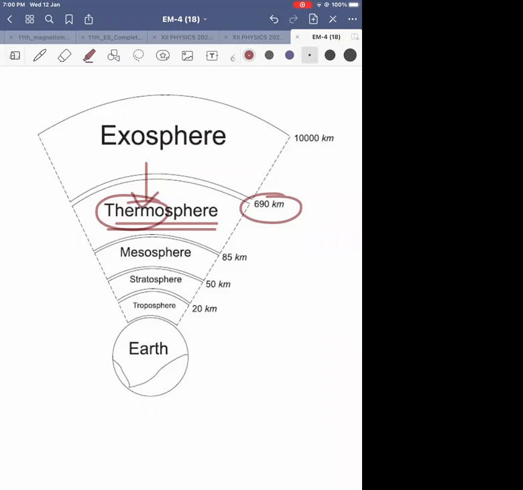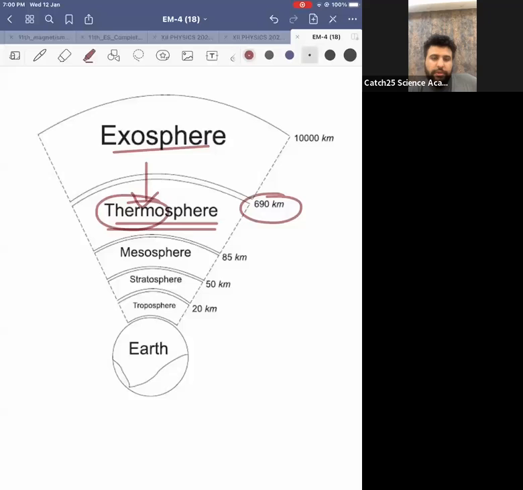The last point is exosphere. For exosphere, the first point is it is at a distance of 10,000 kilometers from the surface of the Earth.